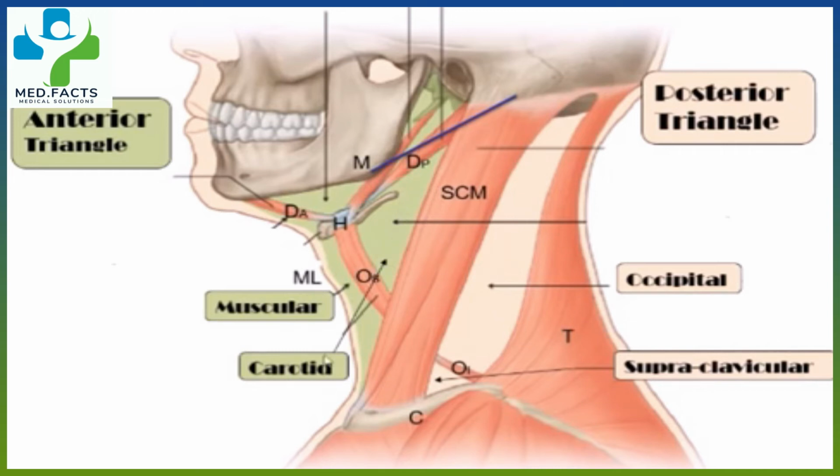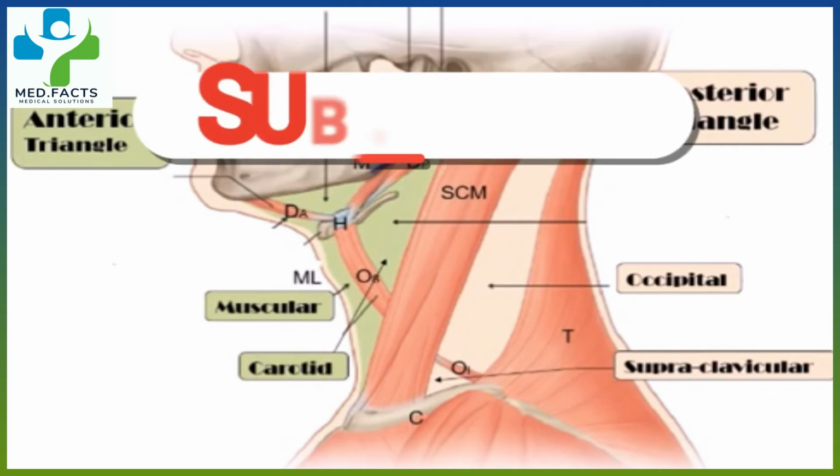What are the contents? As the name indicates, it has a very important structure, the carotid sheath, and within the carotid sheath we have the common carotid artery and its two terminal branches, the external carotid and the internal carotid. This is the most important content of this triangle, because this is the main artery which supplies the head and neck and face as well as the brain.